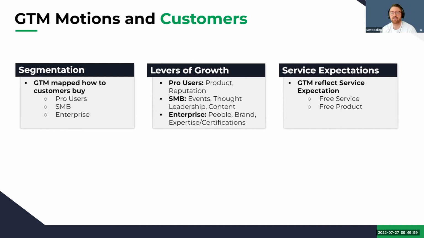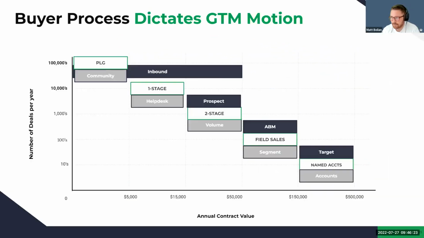Also, based on your go-to-market, there are different levers of growth. If you have a pro user, SMB, or enterprise, there are different levers. We'll go into that more. And then service expectations. Your go-to-market reflects the service expectations of the customers you have, all the way from a free service, which is the community boards, to a free product where they're paying for service. We'll talk about how those expectations change in a second. First, your buyer process dictates your go-to-market motion.